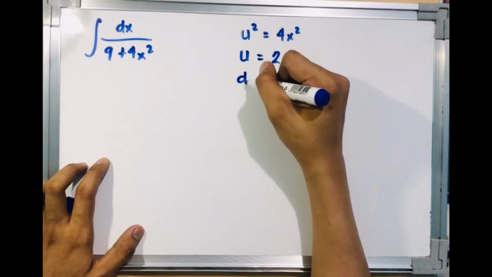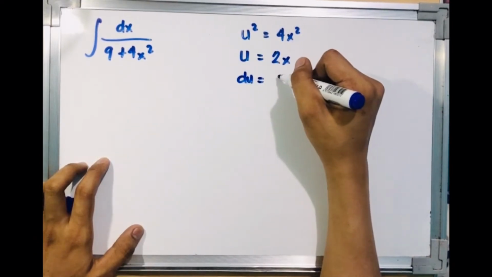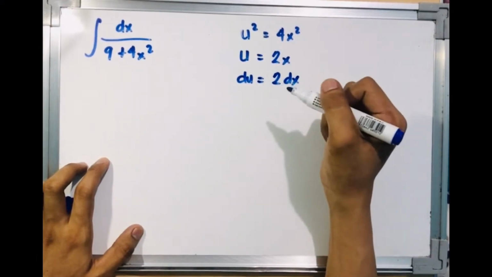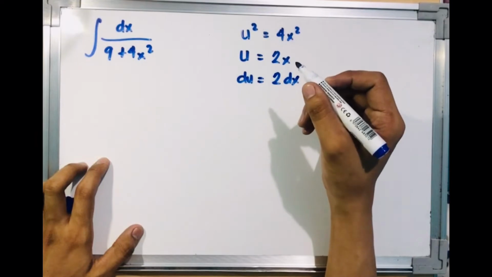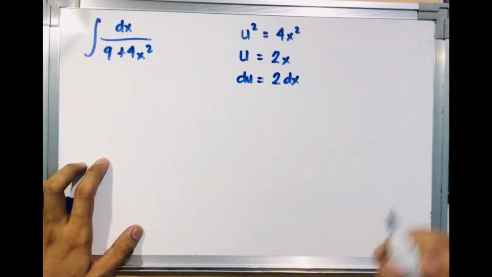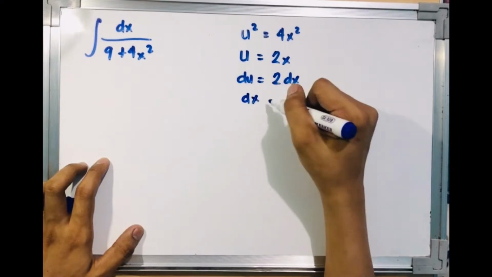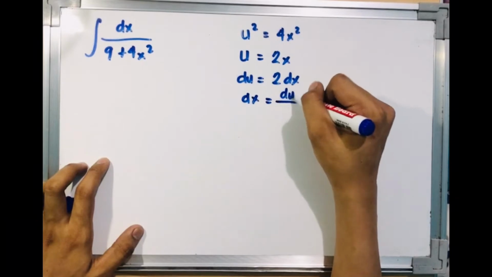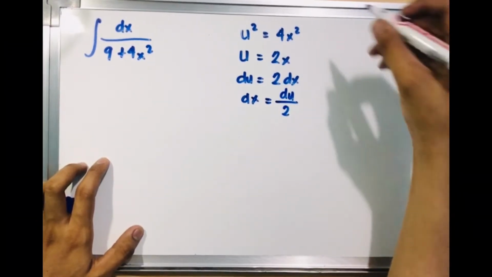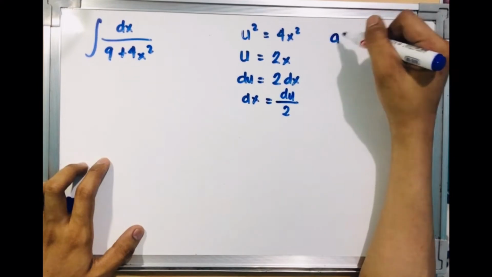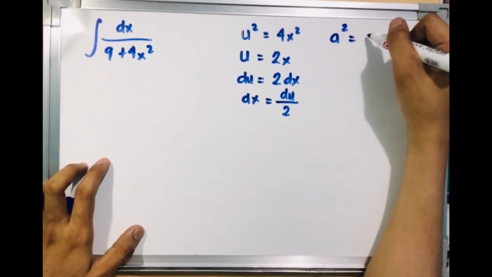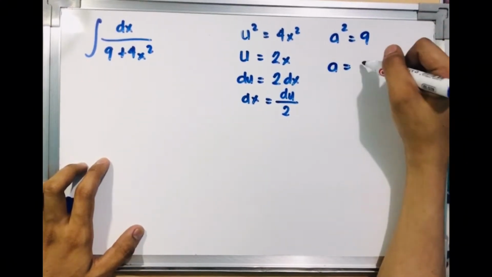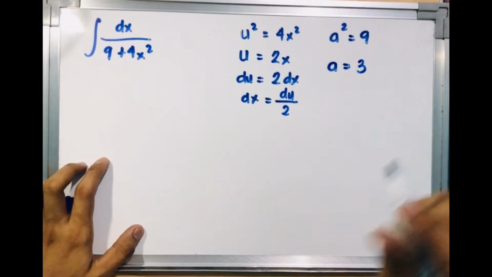And then, what's our du? Our du is 2dx. And don't forget, kapag kinukuha natin yung du, kailangan natin kuhanin yung dx. At yan yung isa-substitute natin sa ating equation. So, that's du over 2. Also, we have to solve for a. What's my a squared? That's 9 in this example. And my a, kunin natin yung square root of 9, that's 3. Okay? So, ready na tayo.